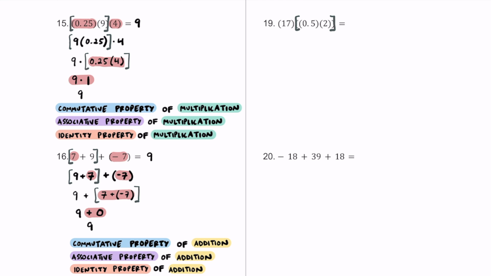So let's not go ahead and change the order of anything. Let's just keep this because that's kind of nice already, right? So half of 2 is going to be 1, or half times 2 is 1. So we have 17 times 1, and 17 times 1 is just equal to 17.